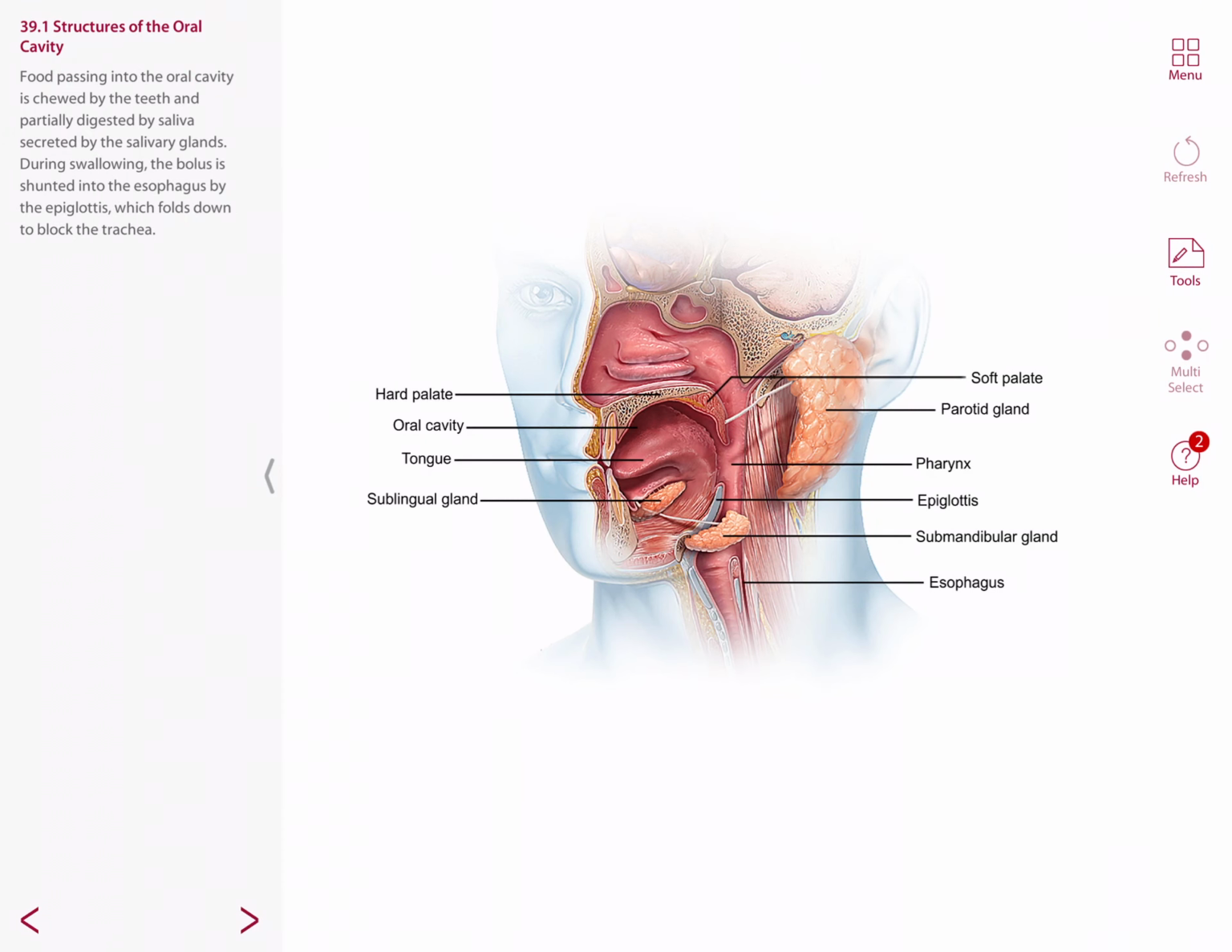Structures of the oral cavity. This should be fairly familiar from the respiratory chapter. We've got the hard palate, the soft palate, the tongue, and the nasopharynx and laryngopharynx. Then we've got the trachea and the esophagus.